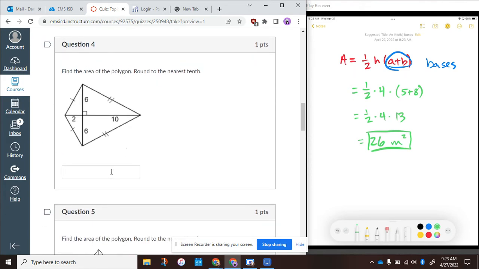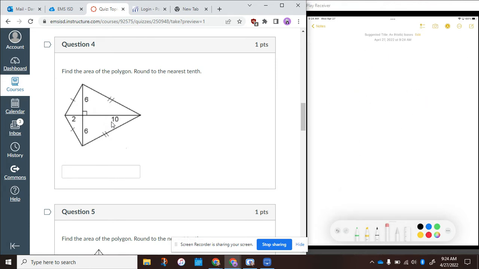Going on now to question number 4, it's yet again finding the area of the polygon. This time, our polygon is a kite. And as we look at a kite right here, dealing with a kite can be pretty simple because all you have to do is deal with the diagonals.